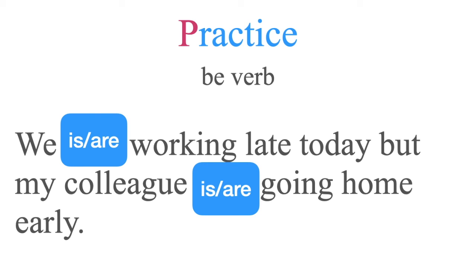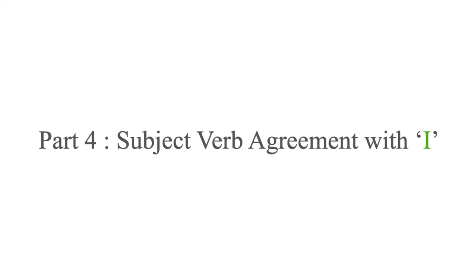Let's have a look. So remember, when we use we, it's a plural subject, so we need to use are. When we use the word colleague, colleague just means one, so that's singular, so it's going to be is.